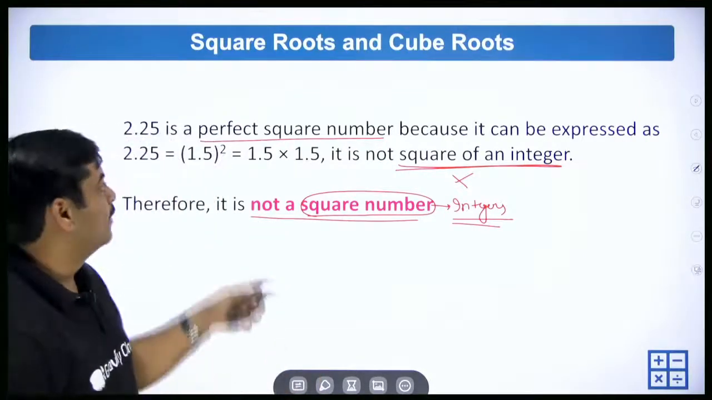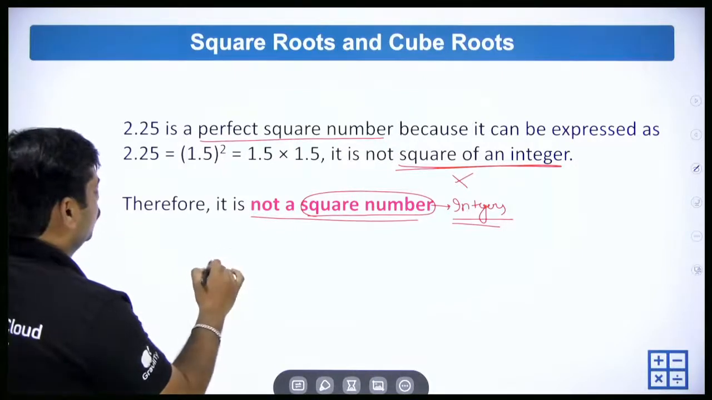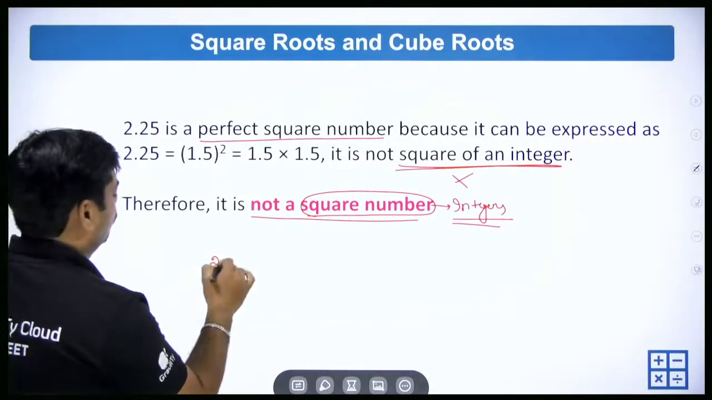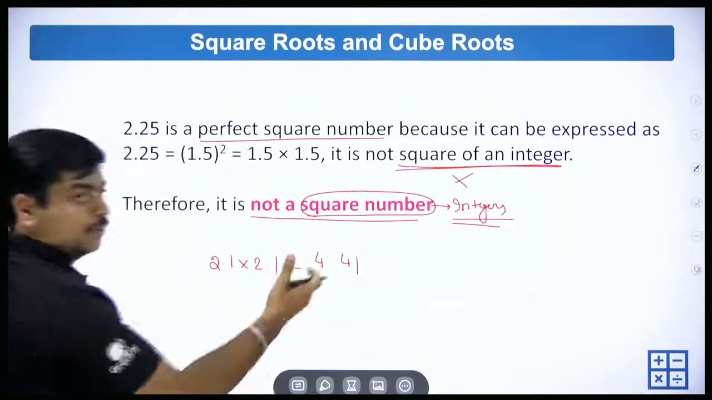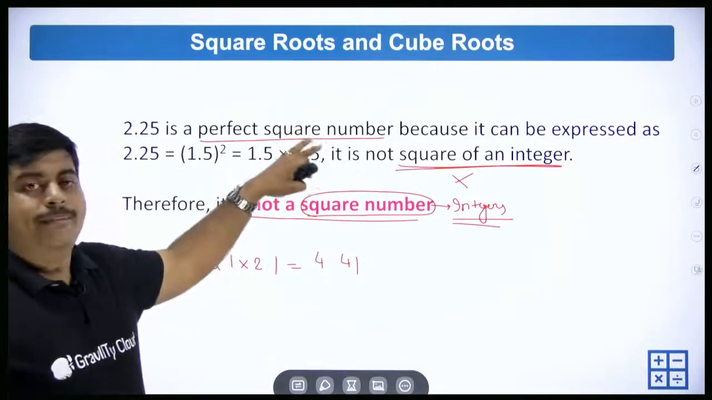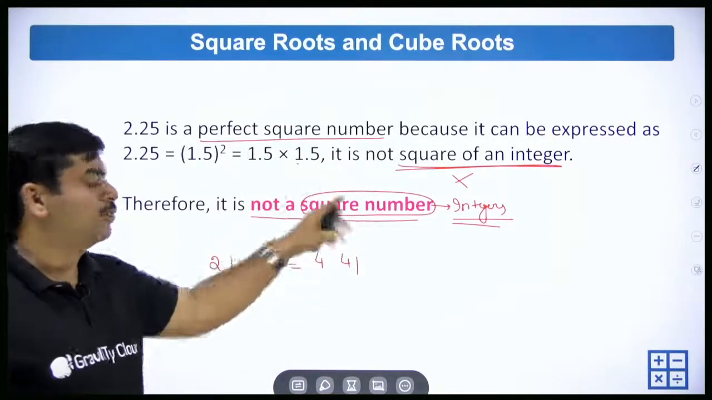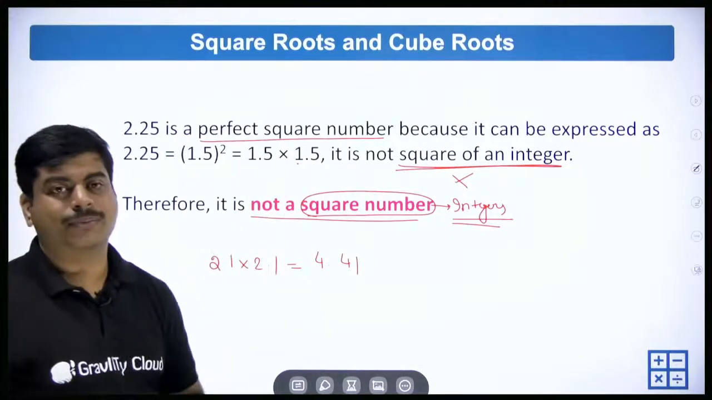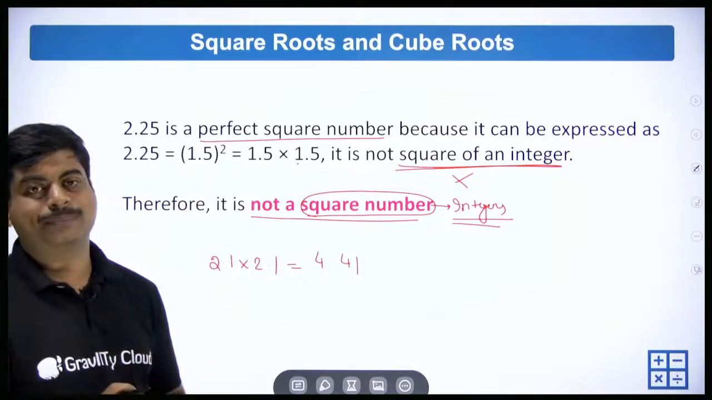Okay. So in the same way, 2.25, we can go with any other example. For example, 2.1 into 2.1, maybe 4.41. Once again, please check that. 4.41 is a perfect square number, but it is not a square number. Understand, there is a difference between these two. For a square number, you should always have an integer with you.